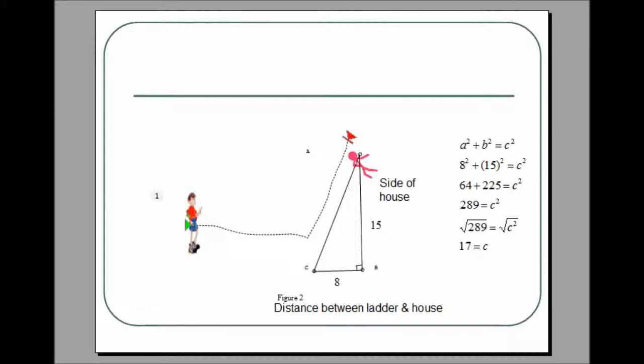In any case, 8 squared plus 15 squared is 64 plus 225. That adds to 289, and it's equal to c squared. Taking the square root of both sides gives us 17 equals c. Therefore, his ladder must be 17 feet long for him to safely get Rhonda out of the house and to the movies.